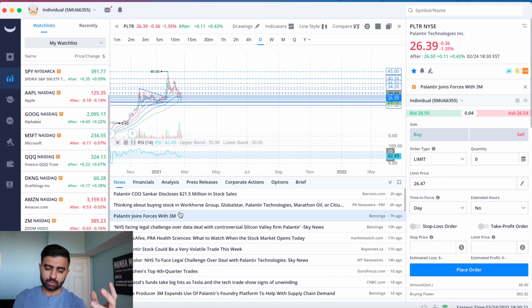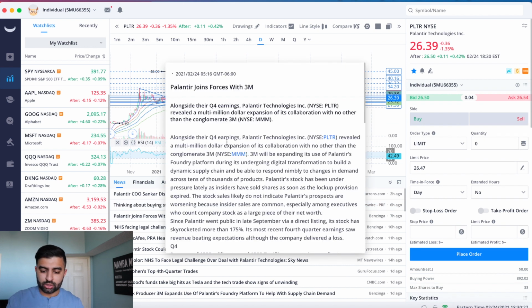And then the good news that we saw yesterday was Palantir joining forces with 3M. In that, we got some news that they're going to use the Foundry platform to build a dynamic supply chain and respond to changes in demand across tens of thousands of products. So this is great because 3M, being the giant conglomerate that they are, is using Palantir software, and remember that it's unstructured data sets, so once you are in their system, you're more likely to stay in that and use that for a while.